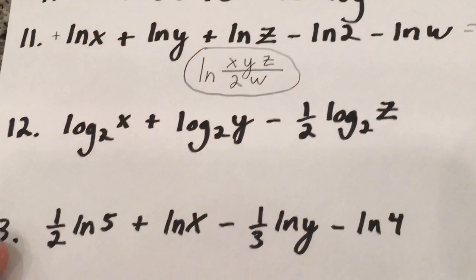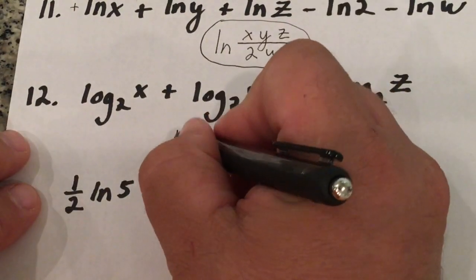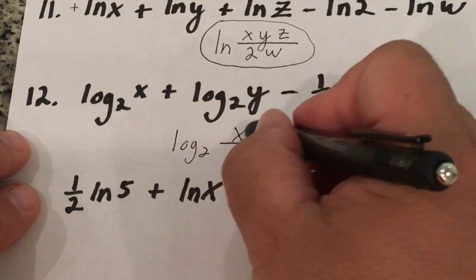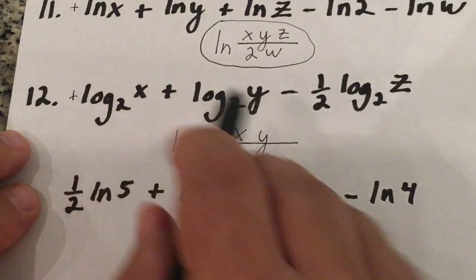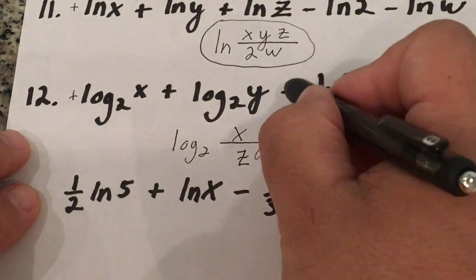I condensed it. Number 12. Notice I have log written 3 times. I'm only going to write it 1 time. Log base 2. Notice the minus sign. So I'm going to put a division bar. X, y, they both have positives out in front, so they go on top of the division bar. The 1/2 z, the z goes on the bottom, because it has a minus out front.